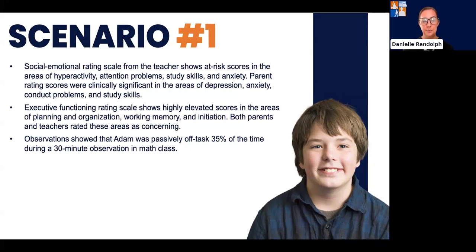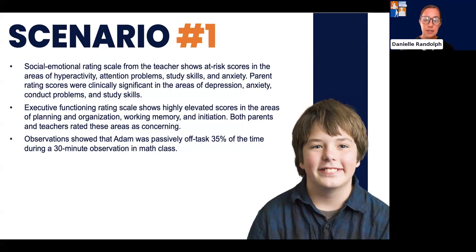They were at risk. His executive functioning rating scale showed highly elevated scores in the areas of planning and organization, working memory, and initiation. So initiation is being able to initiate tasks. We know planning and organization, that makes sense. And then working memory again. So that was in the cognitive assessment. Now it's flagged here for the executive functioning rating scale. Both parents and teachers rated these areas as concerning. So we do see a correlation here on these rating scales between home and school.